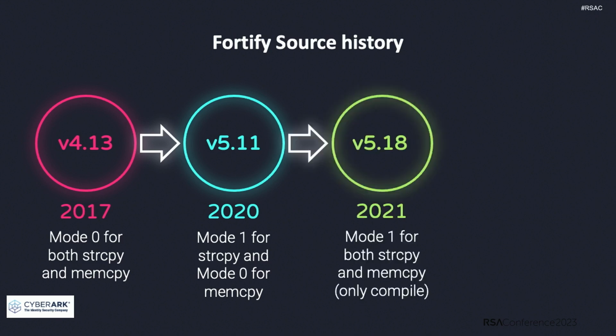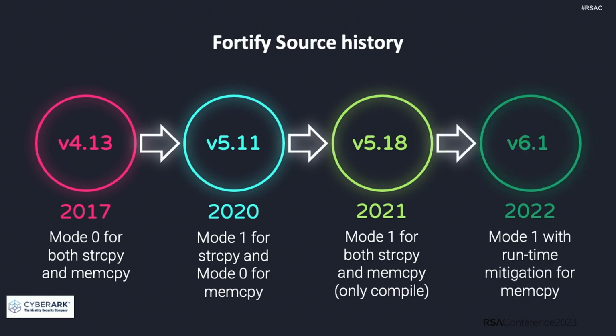Later on, in kernel version 5.18 in 2021, mode 1 was again turned on for both of them, but for the memcpy family of functions, only the compilation time mitigation. So again, if you have, for example, a memcpy operation with a dynamic size, you will still be able to exploit it. And lastly, in kernel version 6.1 in 2022, mode 1 was turned on with runtime protection and runtime mitigation for the memcpy family of functions.